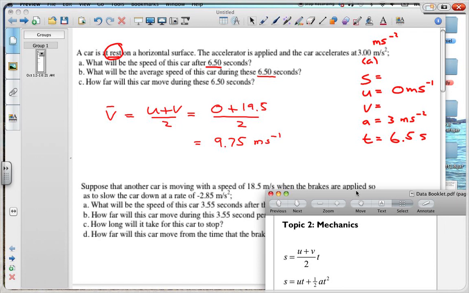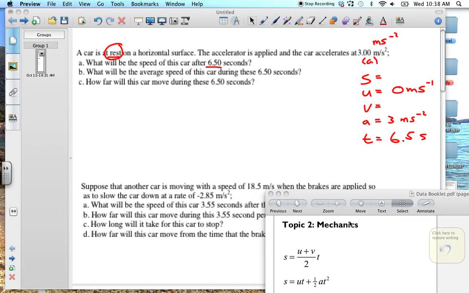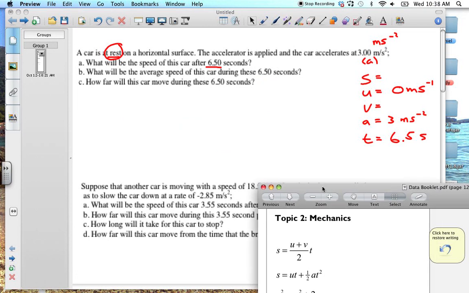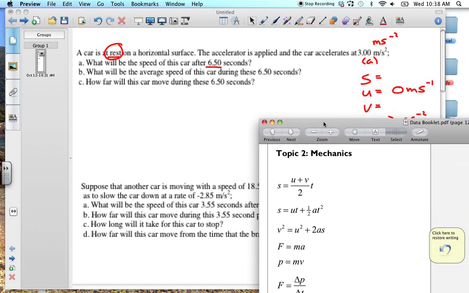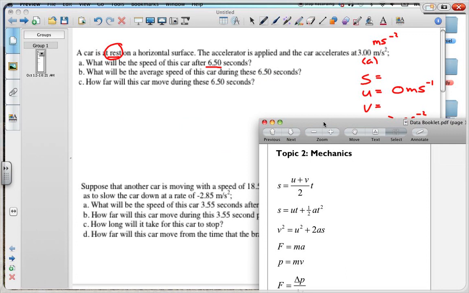So again, I want to pull up my formulas here. Oops, that shouldn't have gone. That's not good, but anyway, I think you saw that. We now want to see how far. So what are we working out? Well, we are working out the S, aren't we? We're working out what our S value is. We're working out the displacement.